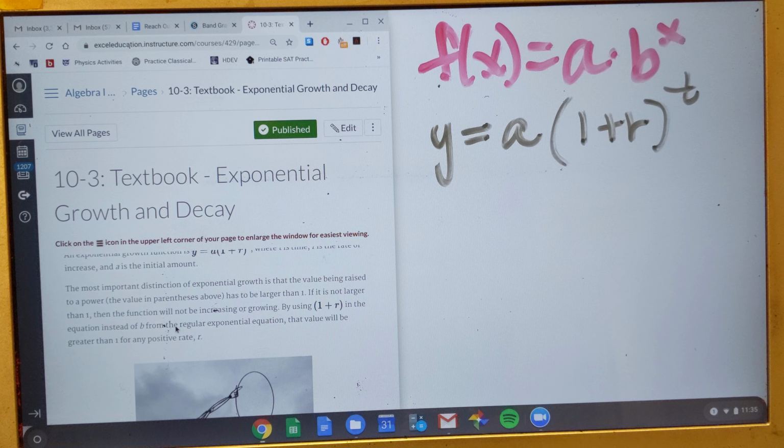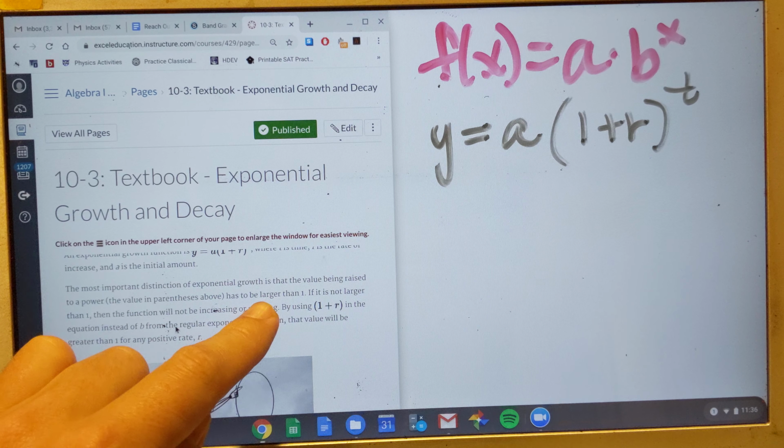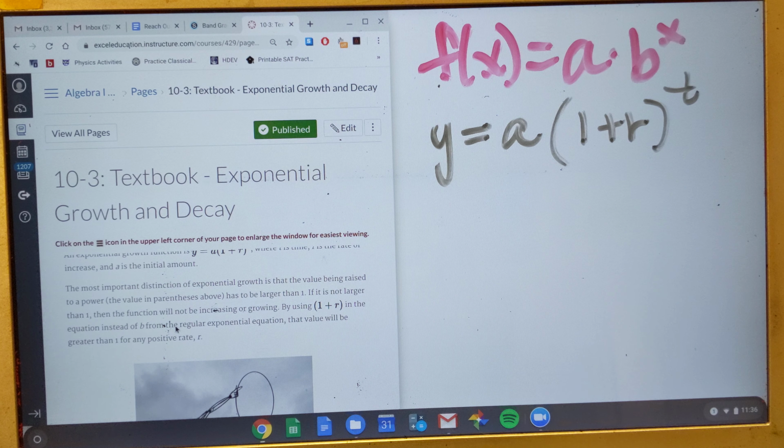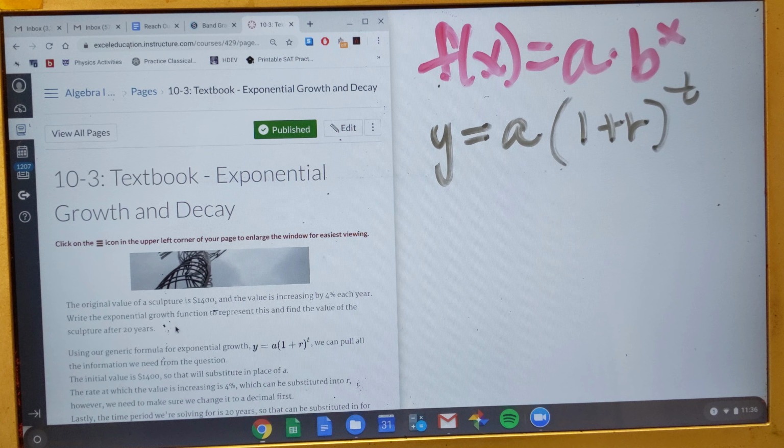So let's take a look at that. So this is the most important distinction of exponential growth: the value being raised to a power, the value in the parentheses, has to be larger than 1. Okay, that's the key here. So clearly it will be larger than 1. The original value of the sculpture is $1,400. The value is increasing by 4% each year. Write the exponential growth to represent this.